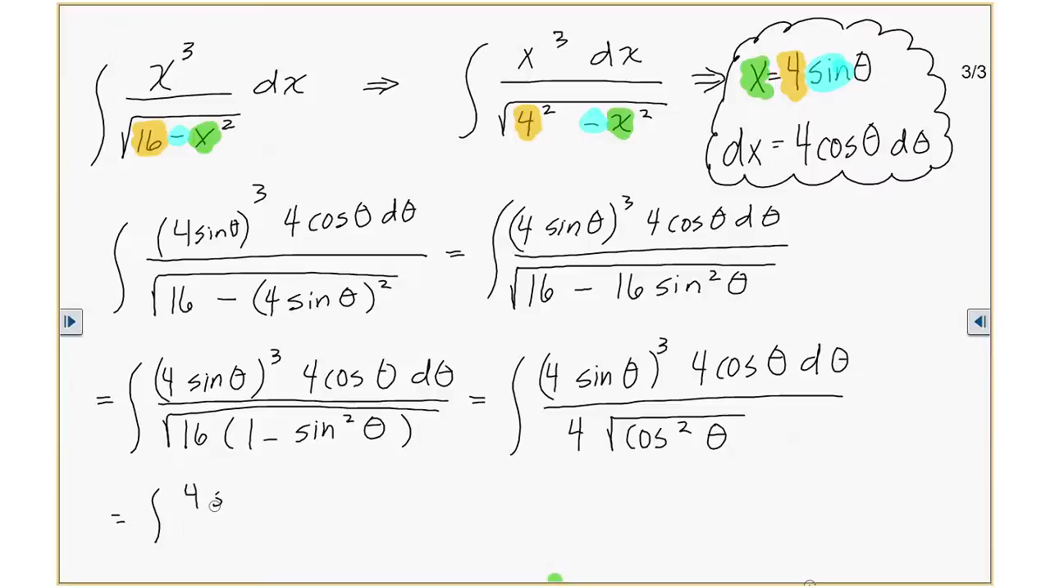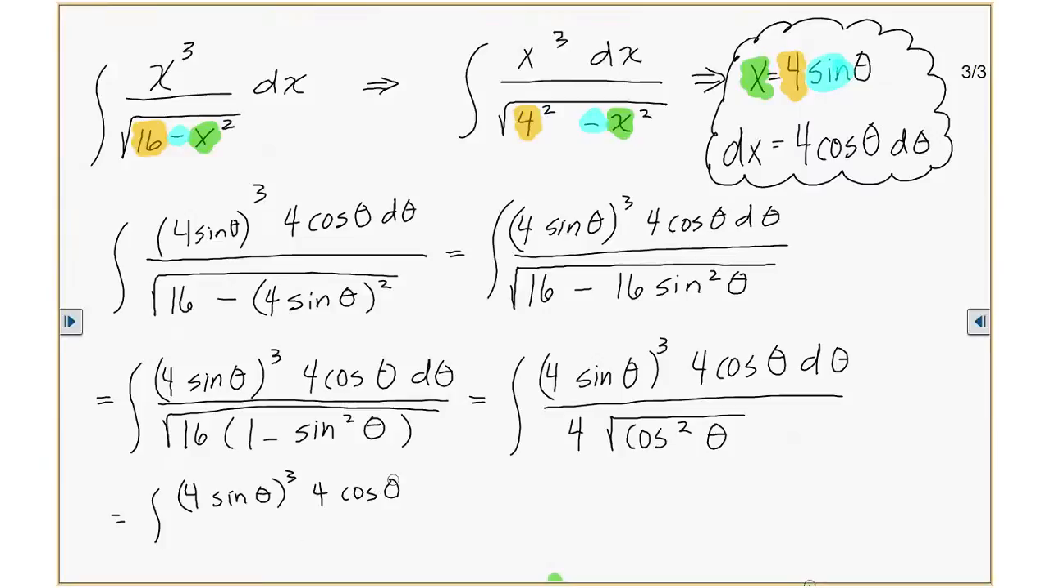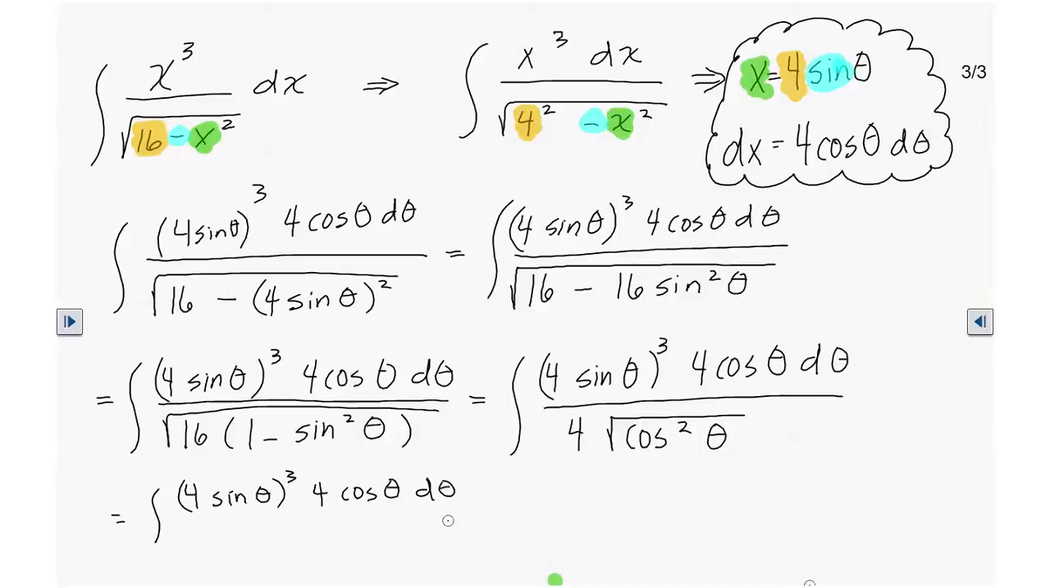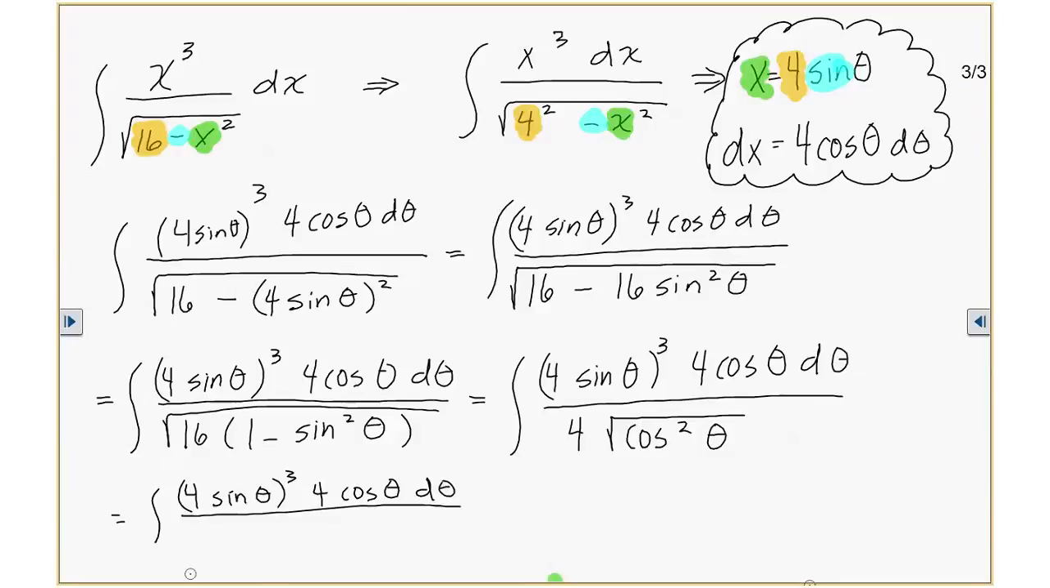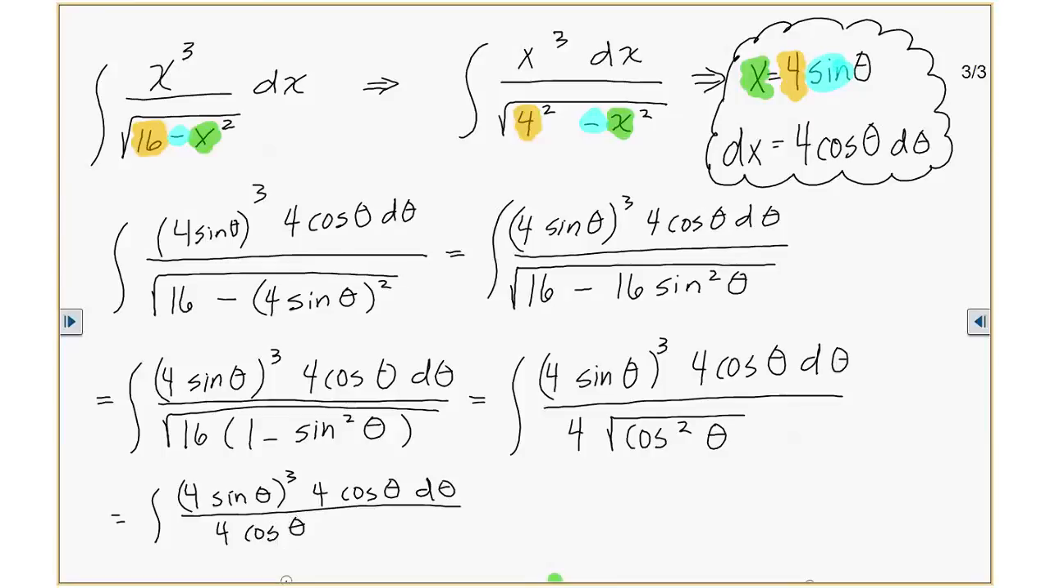Four sine theta cubed, 4 cosine theta d theta over 4 cosine theta. And what happens to the cosine? What happens to the 4 cosine thetas?